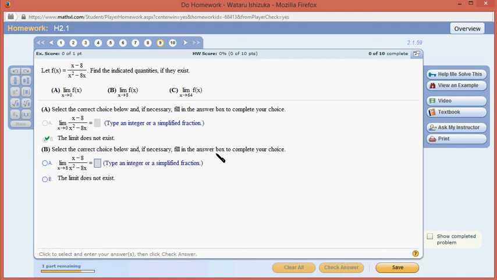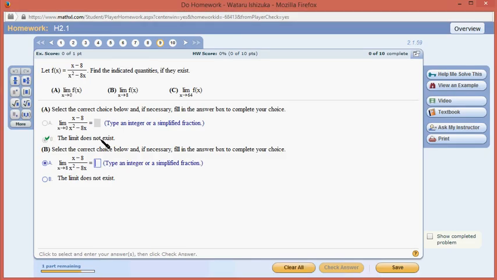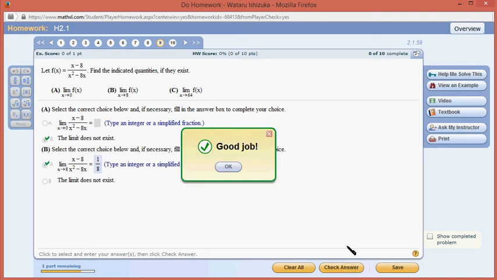Alright, part B. Part B, x is approaching 8. Remember that we cancel out x minus 8, then we have this: the limit as x approaches 8 of 1 over x. The denominator approaches 8, so you're going to have 1 over 8. Let's type it in. So this is 1 over 8. Let's check the answer.